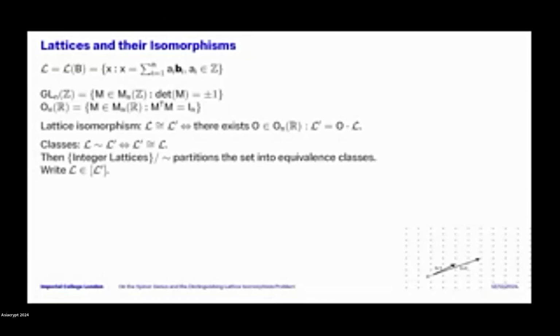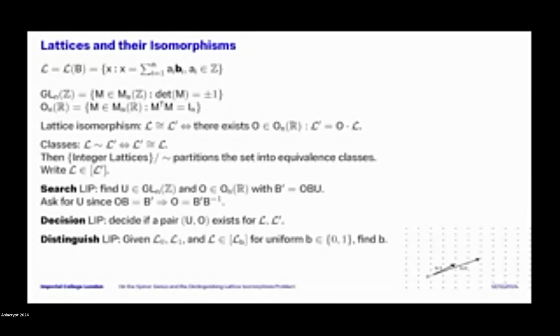We can then use this to define an equivalence relation and partition the space of integer lattices by this equivalence relation to obtain equivalence classes. We'll use these square brackets to denote the class. We also might write L in the class of L'.